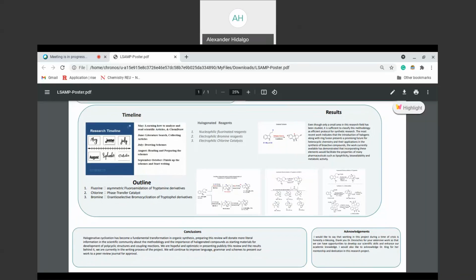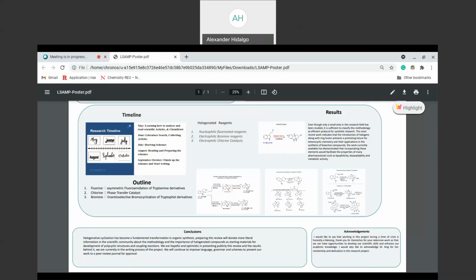In conclusion, halogenative cyclization has honestly become a very fundamental transformation, and this is an observable feature I was able to find across all these different scientific data. Preparing this review helped me understand more of the chemistry behind heterocyclic structures that are naturally occurring in plants, animals, and fungi.